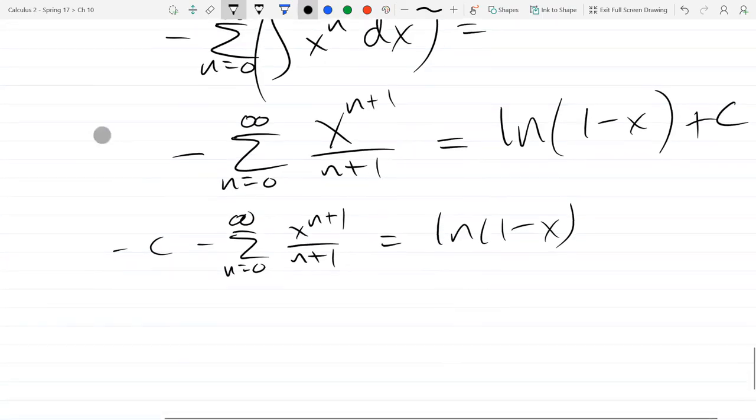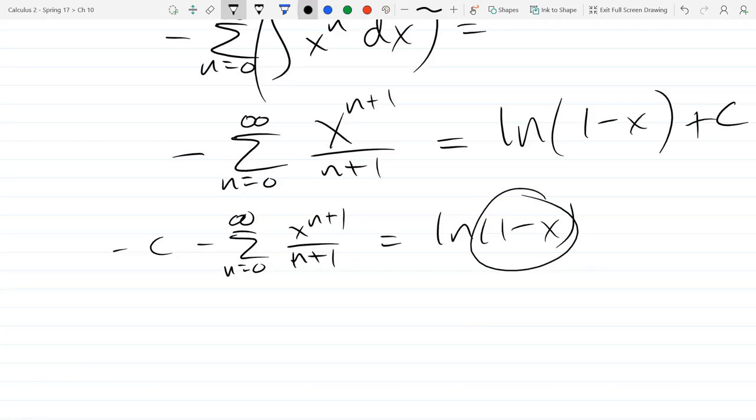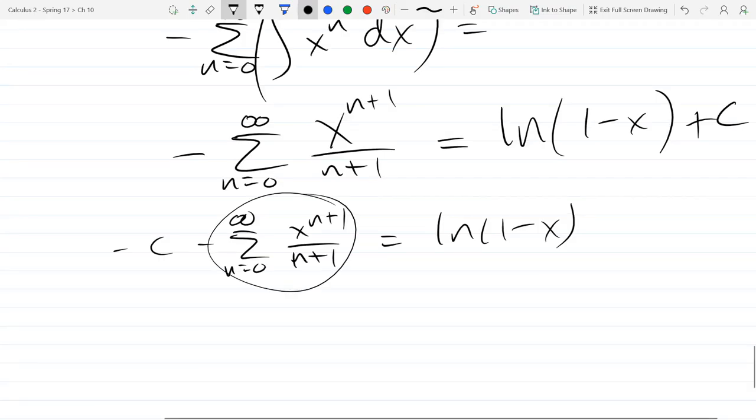How do I figure out the value of C? That value better work for all x's that are valid. Obviously, there are x's that don't make sense here. For example, 1 or bigger is going to give us trouble. But what's an easy x to plug in? Is 0 okay? It'll be ln 1, that's easy. And the good news is everything except the first term will be 0 over here. So that's really easy to plug 0 in.